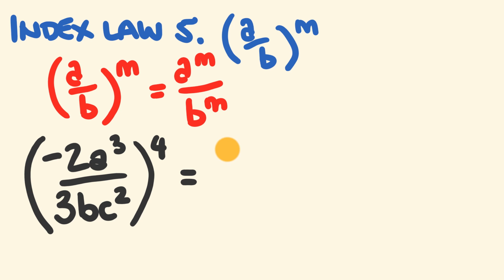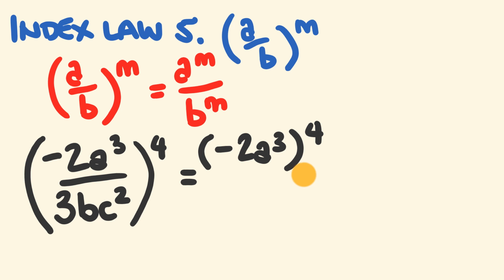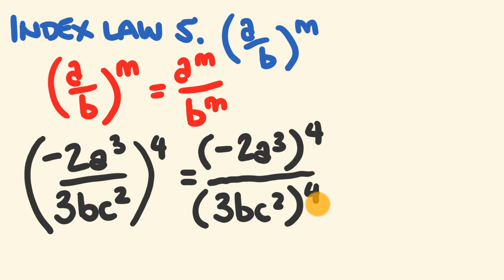So first off, we have negative 2a, and that's to the power of 3, and that is being raised to the power of 4. And this is all going to go over the top of, now this part here is also going to get raised to the power of 4. So we have 3bc squared, that's then going to be raised to the power of 4 also.